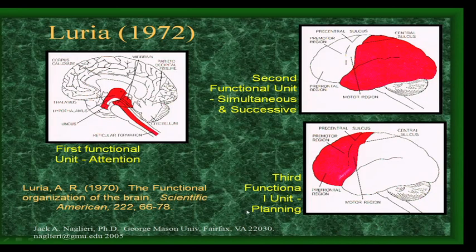This article was published in Scientific American in the 1970s, where Luria tried to identify different cognitive functions and how they are related to different brain areas. So, this is what you call attention, the first functional zone, and this is the second functional zone where the simultaneous and successive processing takes place, and this is the third functional unit. These are responsible for planning. Mostly this is the precentral area.